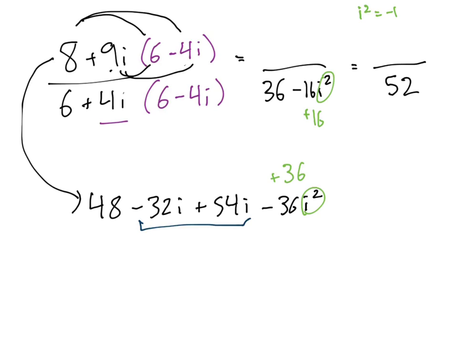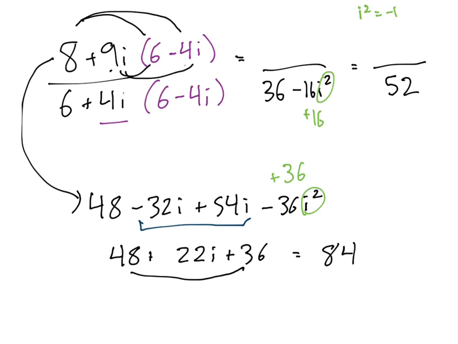Now we can also combine together these imaginary terms. Negative 32i and 54i gives us 22i. And now we can also combine together our real number terms in the numerator. 48 plus 36 gives us 84. So we've got 84 plus 22i in our numerator.